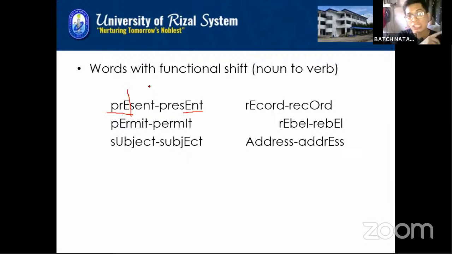Then we have the address, address pertaining to, let's say, Marigman Street, Barangay San Roque, Antipolo City. That is an address. Address, when you would like to say something to someone, how you will be calling someone. Okay, address, address.